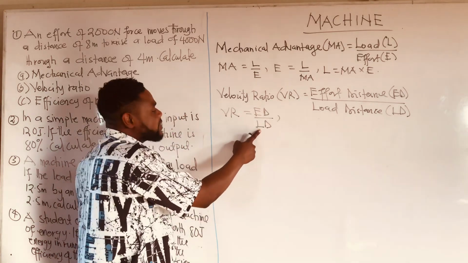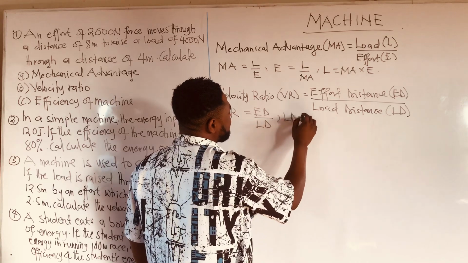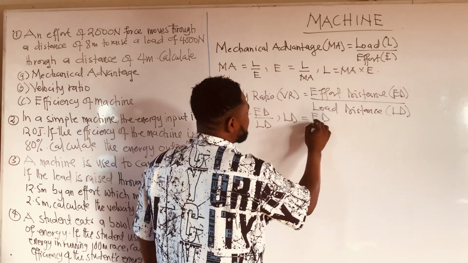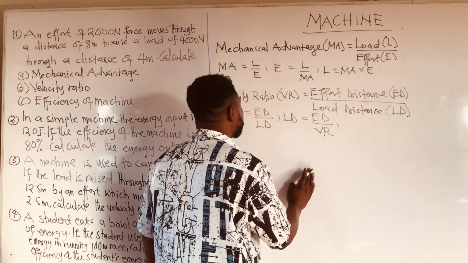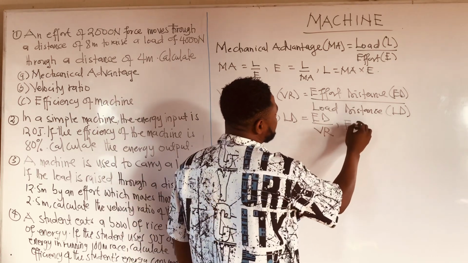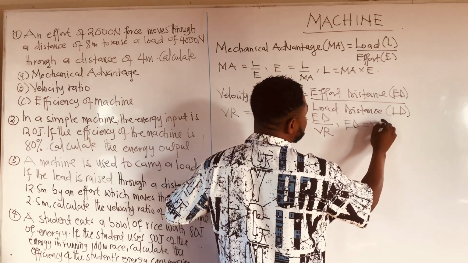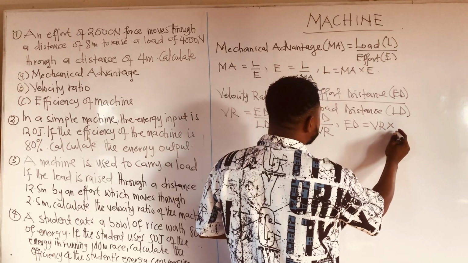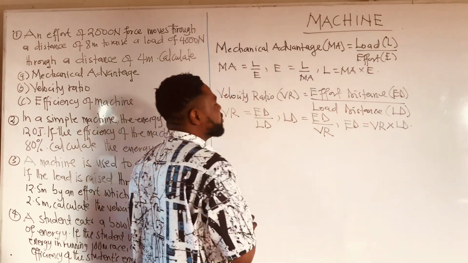And you can be asked to calculate load distance. So load distance can also be given as effort distance divided by velocity ratio, all right? And effort distance can also be given as velocity ratio times load distance, as you can see here.